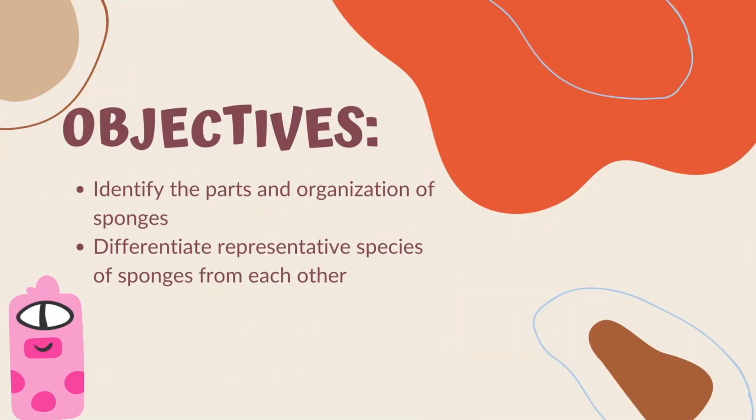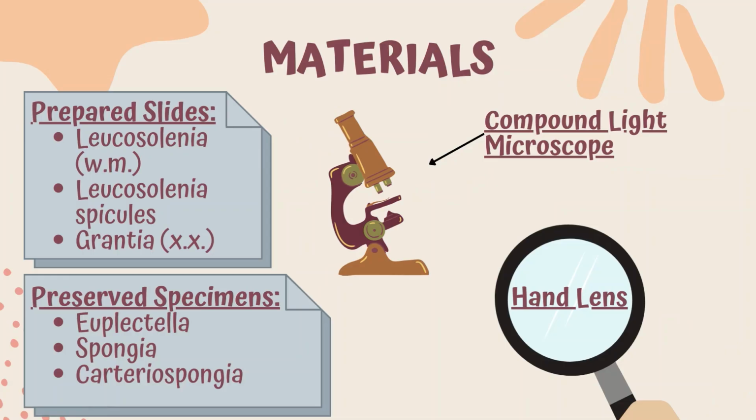The objectives of this part of the activity are to identify the parts and organization of sponges, and to differentiate representative species of sponges from each other. The materials that we would require are a compound light microscope, a hand lens, and prepared slides of Leucosolenia, spicules, and Grantia. Preserved specimens of Euplectella, Spongia, and Carteriaspongia would also be used.